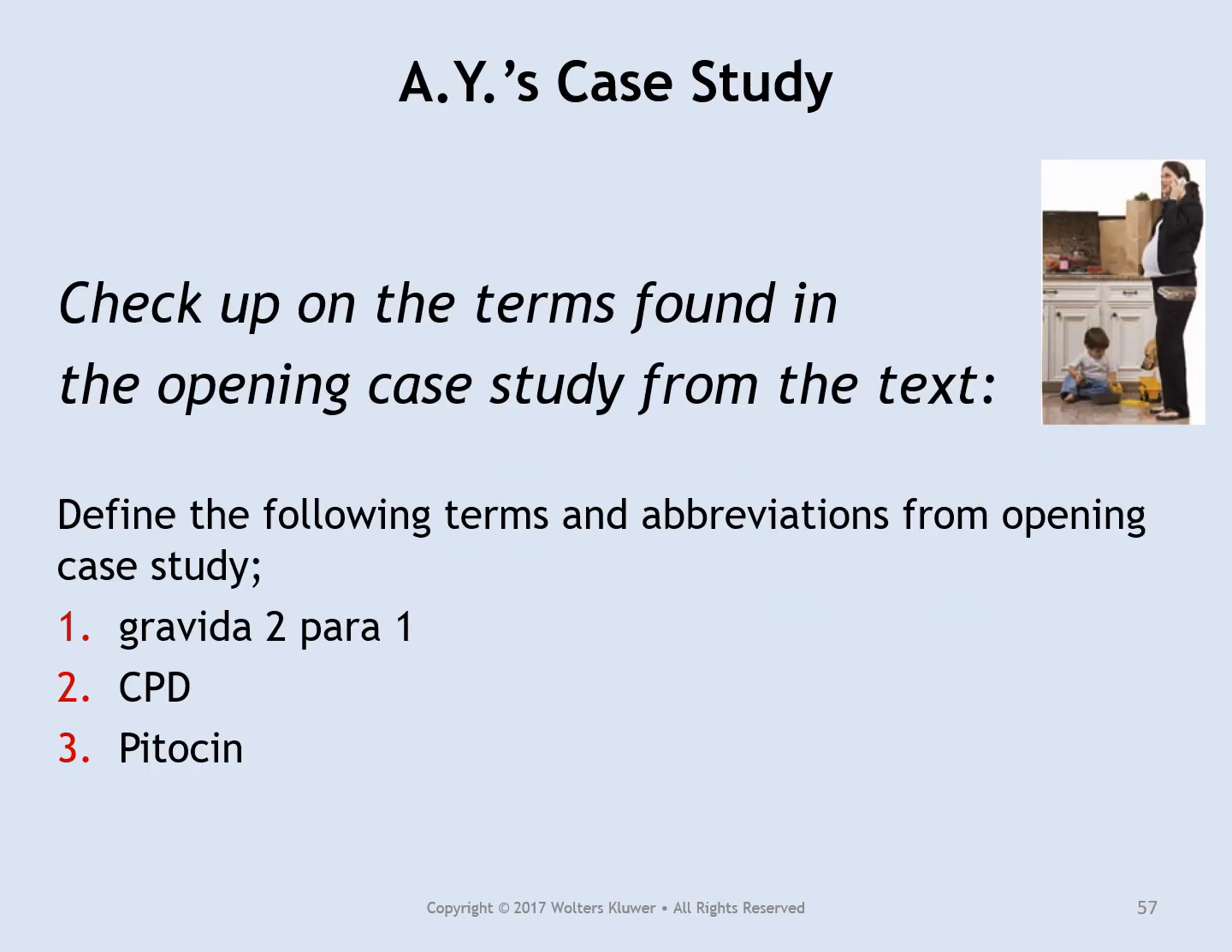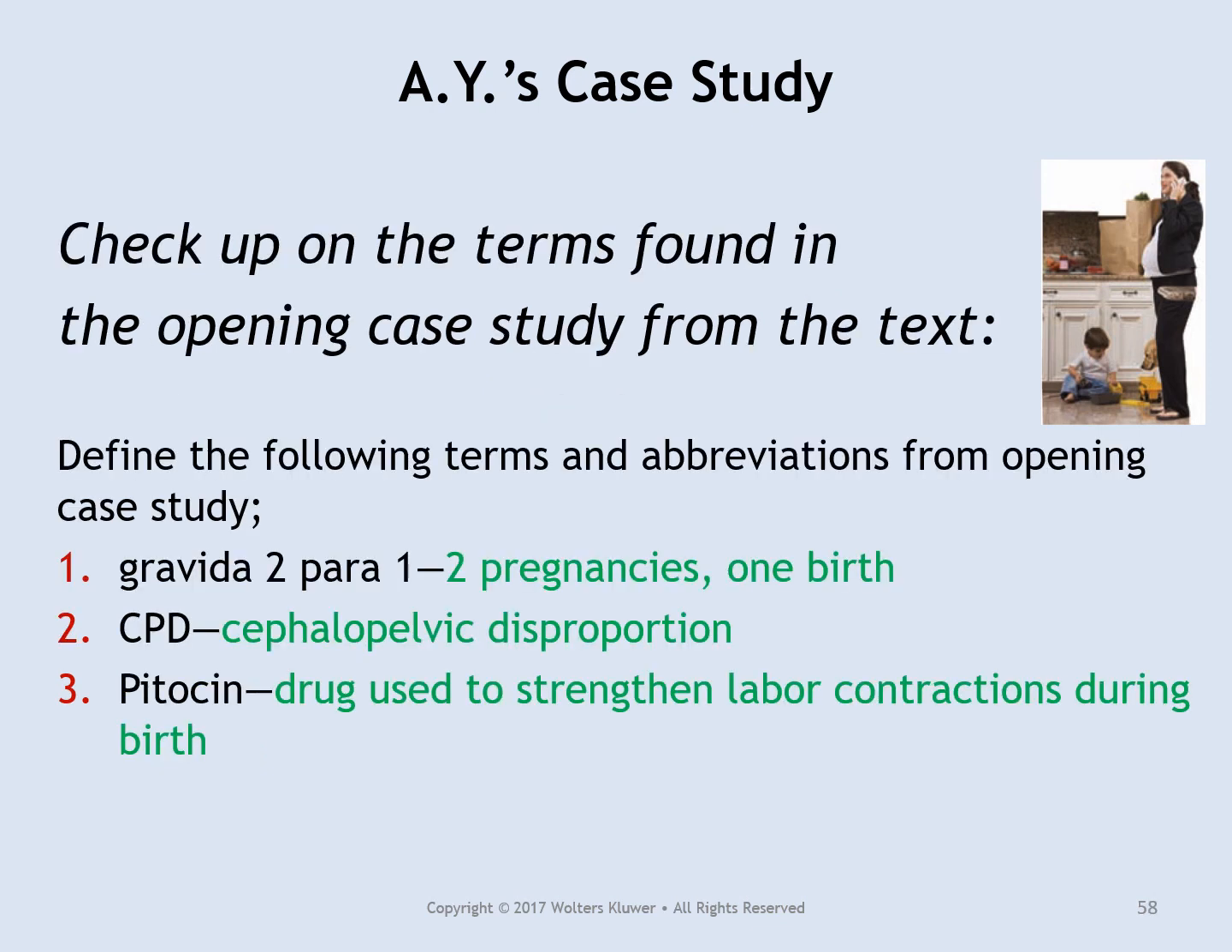So let's take a look at a case study, familiarize ourselves with some of these terms. So we have AY, she is gravida 2, para 1. Just think in your mind what that would mean if you saw that in a chart. She's got CPD and Pitocin associated with her case as well. So gravida means 2 pregnancies in this case, and para 1 birth. So one of those pregnancies did not go to term.